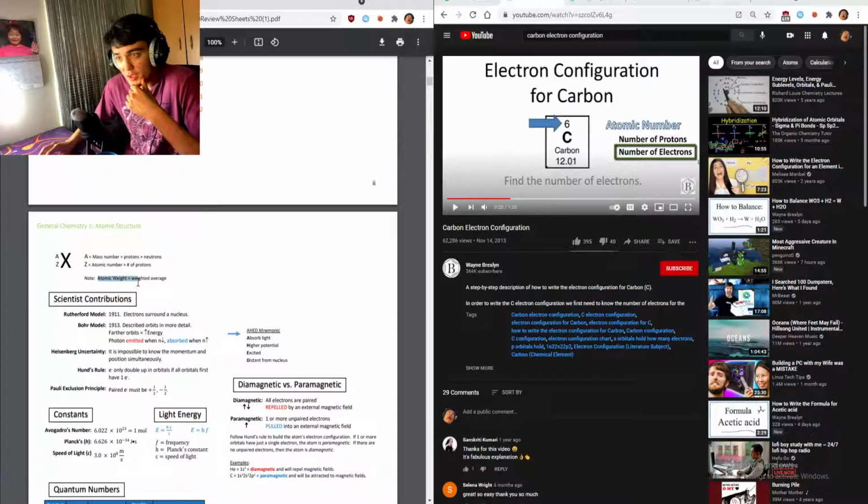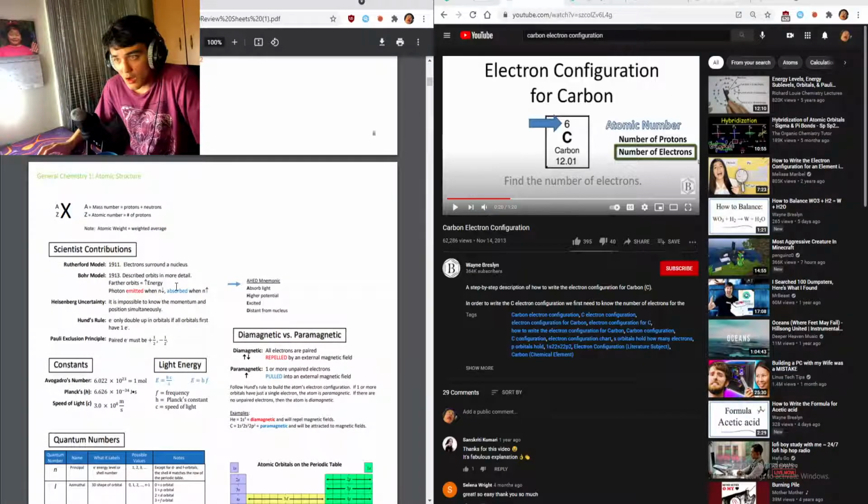Yeah, atomic weight is the weighted average between different isotopes of, let's just say, carbon. I don't know if there's carbon 6, but carbon 12, carbon 14, and then they get the average of that, which would be 12.01. And there's several other isotopes of the same element.